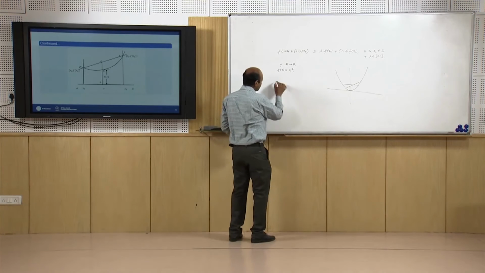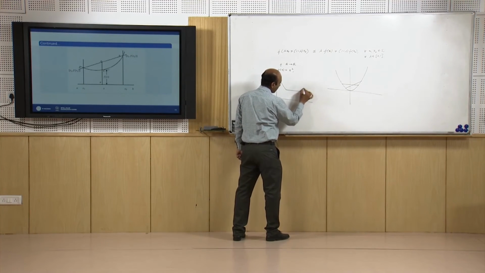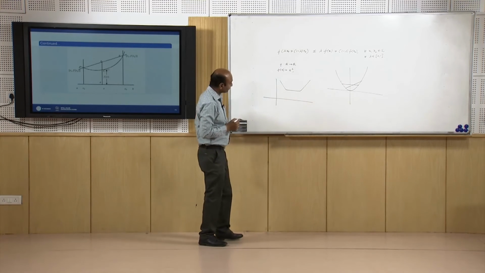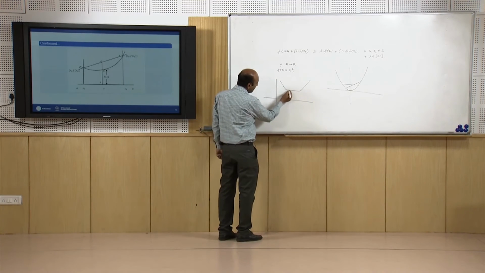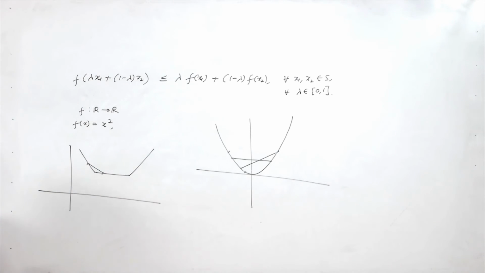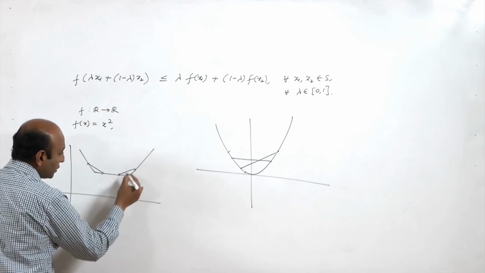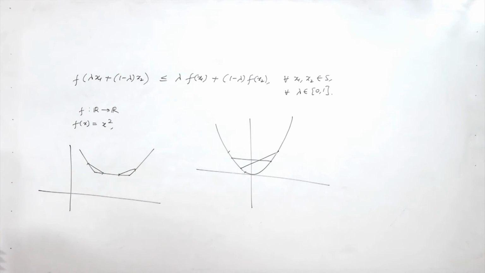Now suppose you take a function like this, a boat shape function. You take two arbitrary points here, join the chord. The chord joining those 2 points always lies above the curve. You take 2 points here, join the chord. The chord joining these 2 points lies above the curve.